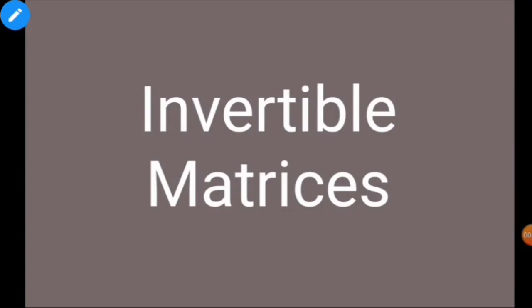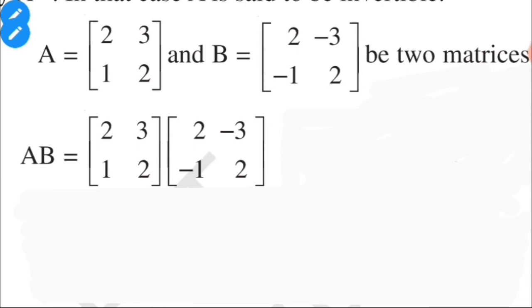Hi students, in this video class we are going to study about the topic invertible matrices. Consider two matrices, matrix A equal to matrix [2 3; 1 2] and matrix B equal to matrix [2 -3; -1 2]. Find the product AB.